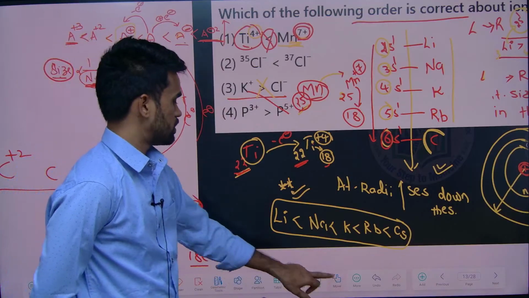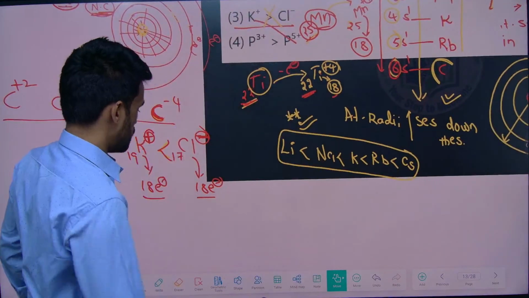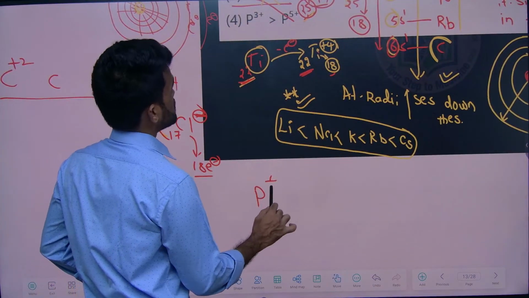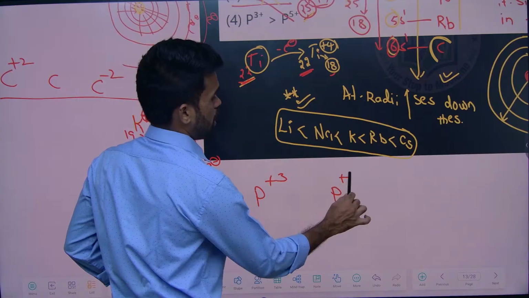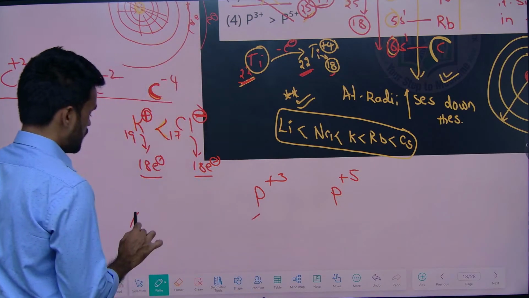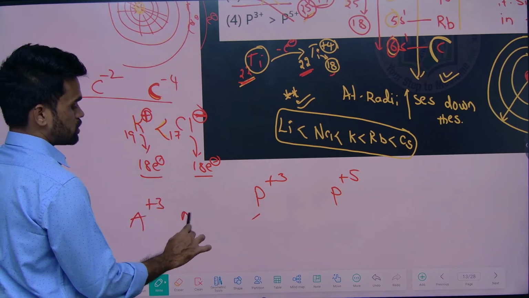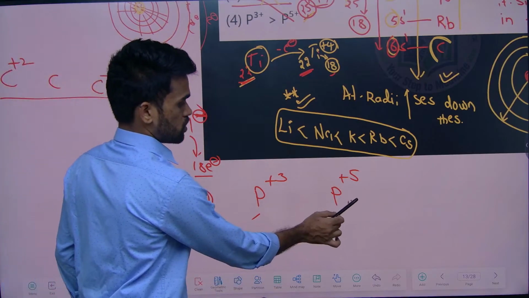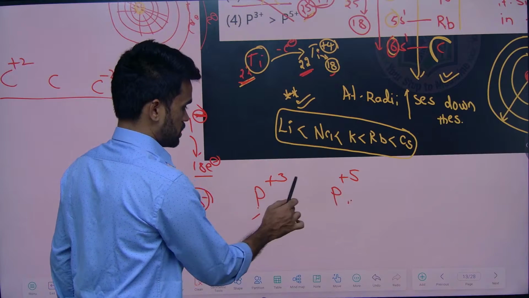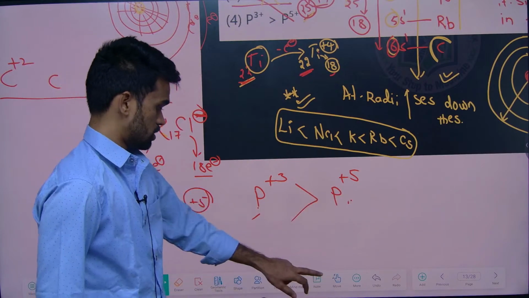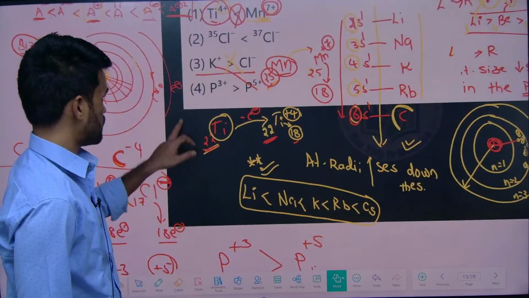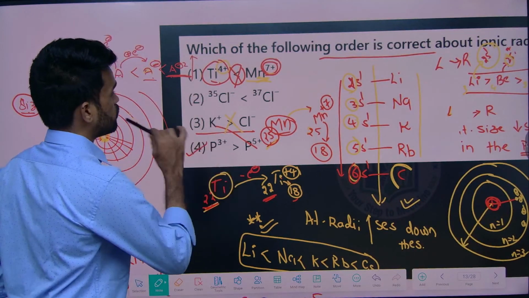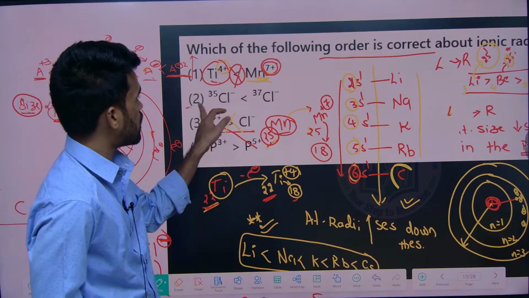Okay, next one, phosphorus is given with +3 charge and with +5 charge. Already I explained this by taking the +3, +5 example. So more positive charge, smaller size. This is more positive charge for the same element, so smaller size. So this should be the answer. So as per our discussion, what is the best answer? Option 4. Sir, you haven't explained option number 2.